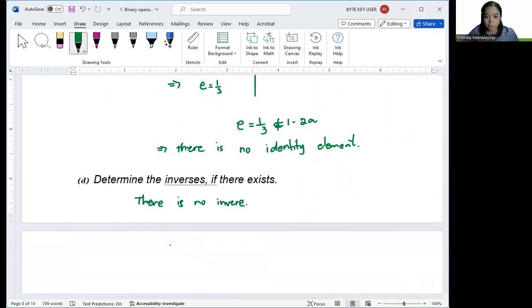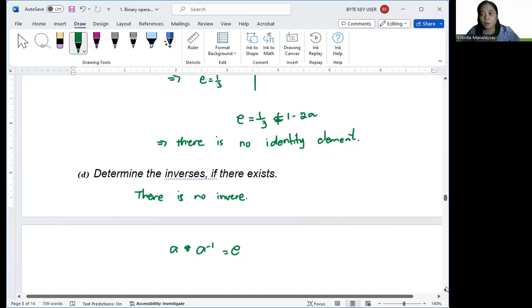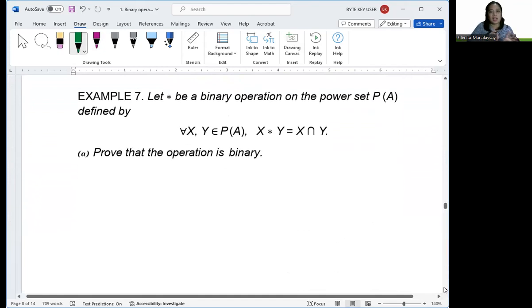Why? Because when we say a number A has an inverse, A inverse, okay, A star A inverse. If A inverse exists, then A star A inverse is the identity element. And take note that there's no identity element, so there's no way that we can identify an inverse. Okay, and let's try another one. Okay, let's have the next example.